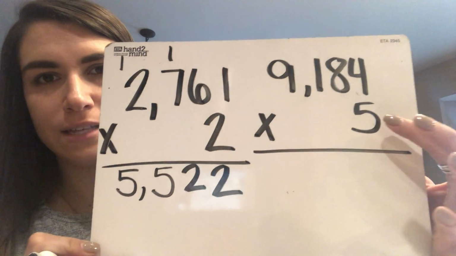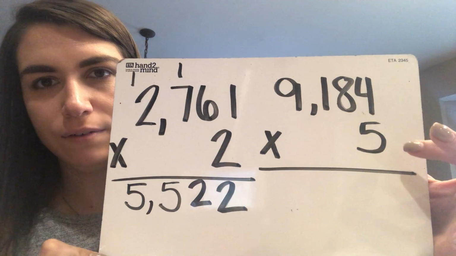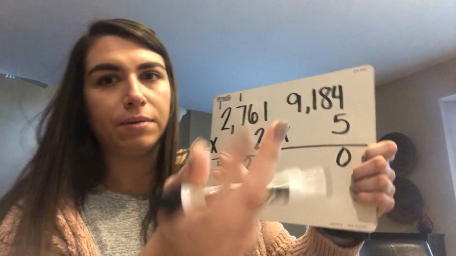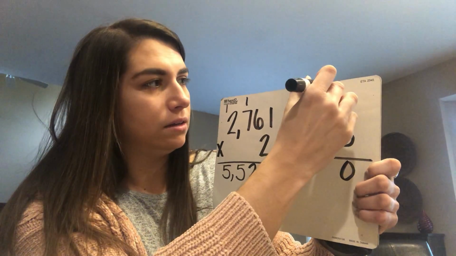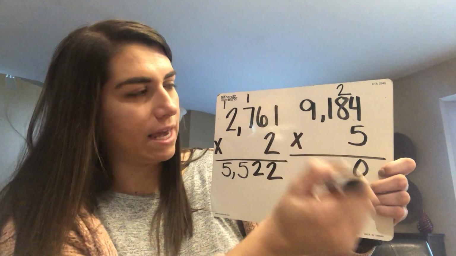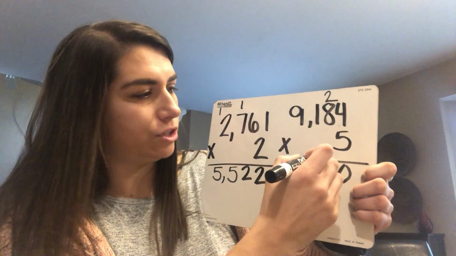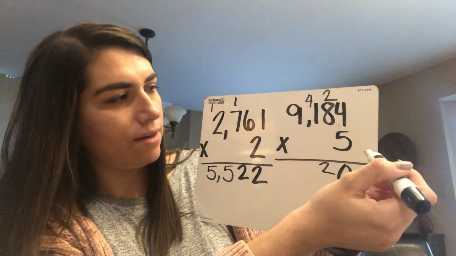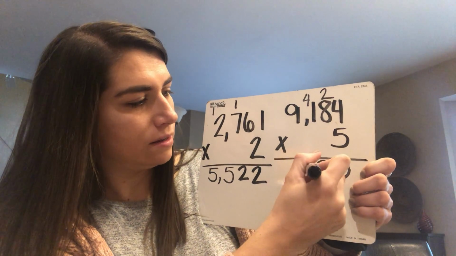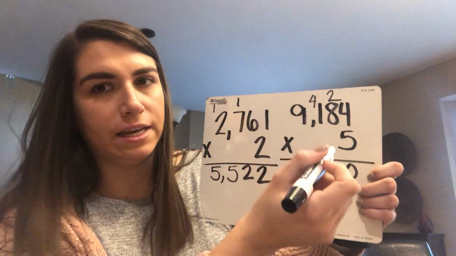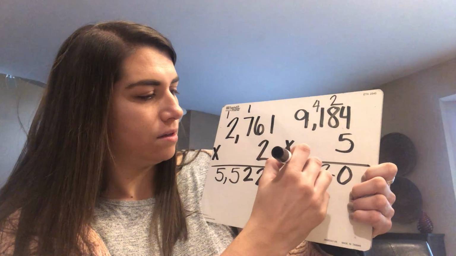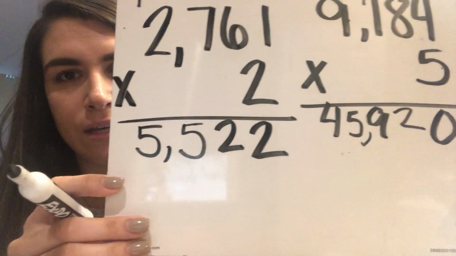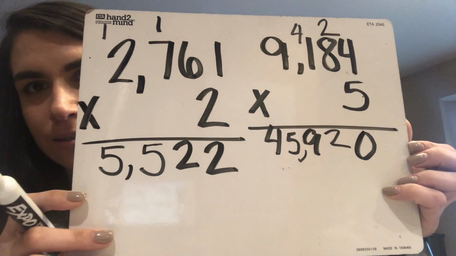All right, the next one, same thing. I want to start in my ones place and work my way over. So 5 times 4 is 20. Write my 0. Bunch up those 2, bring them over. 5 times 8, which is 40, plus 2, which is 42. Carry my 4. 5 times 1 is 5. Plus 4 is 9, and then 5 times 9 is 45. So I get 45,920, and I put my comma in between my thousands and my hundreds.